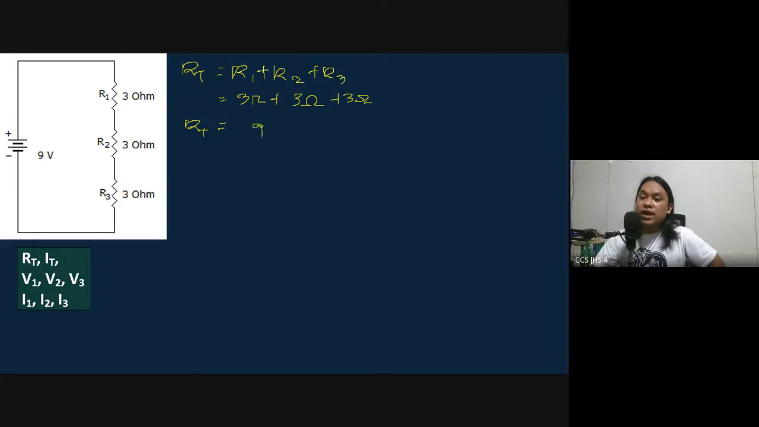Unsa man na siya nga 9? Do not forget to write 9 ohms, no? Ang unit of measure. Okay. Then, if you have your final answer na dayon, please don't forget to write it inside a box, para mas easier sa pag-identify kung unsa inyong answer. Especially with our solution, it can be very messy or confusing. So, if you have your final answer na, write your final answer inside a box. Okay, very good. 9 ohms. Okay, we're done with total resistance.